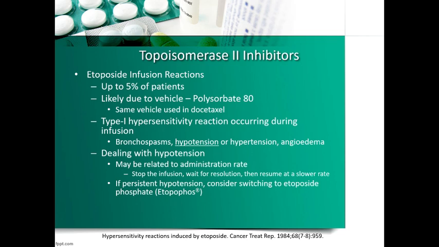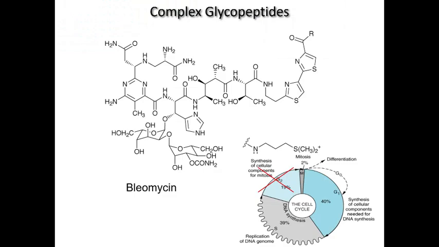Okay, so if a patient's blood pressure drops while on etoposide, we'll slow down the infusion, and they typically do just fine. Now, if the hypotension is not relieved, if they continue to have problems, or if they have a severe reaction, we can always switch over to etoposide phosphate, which is etoposide bound to phosphate. Okay, so we're getting rid of the polysorbate 80 component.